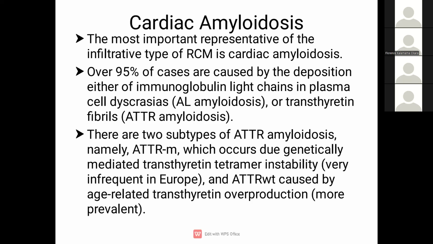So there are two subtypes of the ATTR amyloidosis, where we have the ATTRm and the ATTRwt. For the ATTRm, it is genetically mediated, as a result of genetically mediated transthyretin tetramer instabilities, and this is said to be infrequent in Europe. Whereas for the other subtype, which is the ATTRwt, that's as a result of age-related transthyretin overproduction. This is said to be more prevalent as compared to the other subtype, the ATTRm.